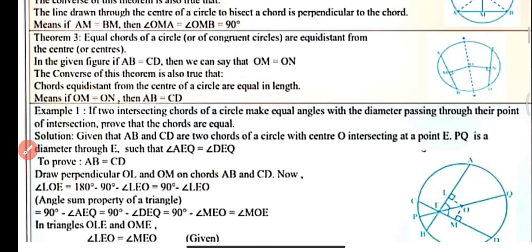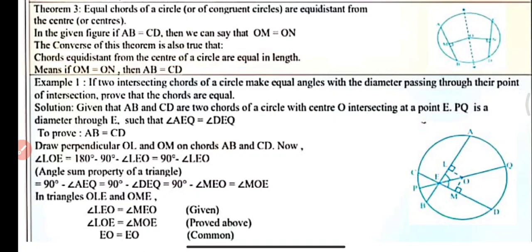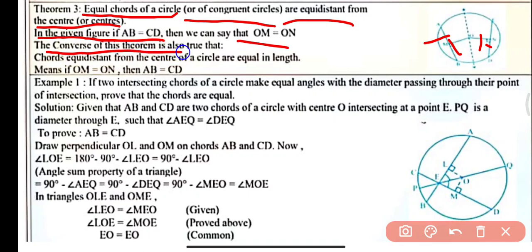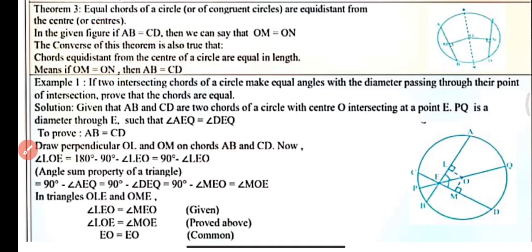Now theorem number 3: equal chords of a circle are equidistant from the center of the circle. So equal chords of a circle, or of congruent circles, are equidistant from the center. In the given figure, if AB equals CD, we are given two chords, AB and CD. These are equidistant from the center, that is OM equals ON. The converse of this theorem is also true, that chords equidistant from the center of a circle are equal in length. So if OM equals ON, then AB will be equal to CD. So this is all about theorem number 3.